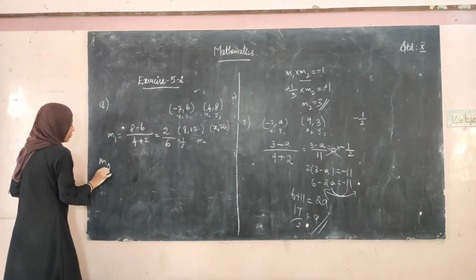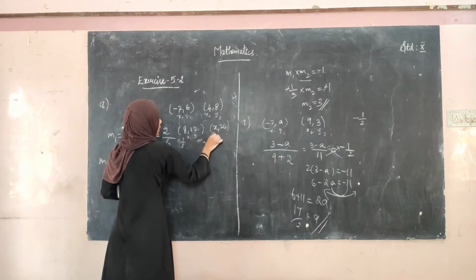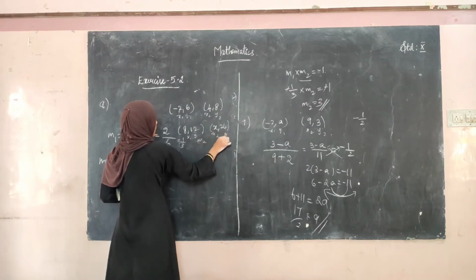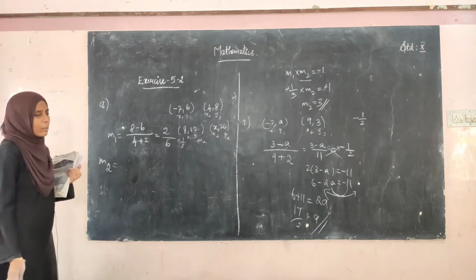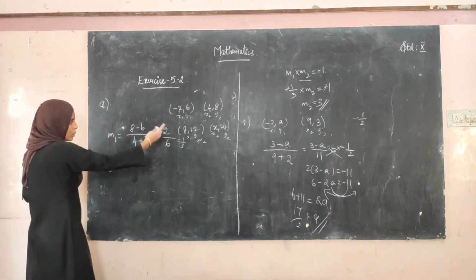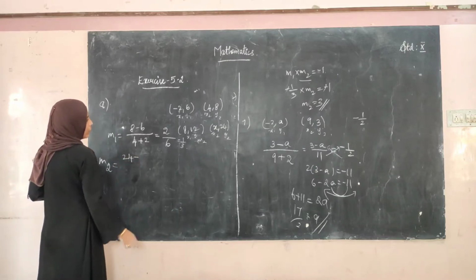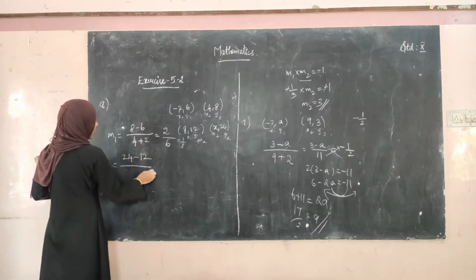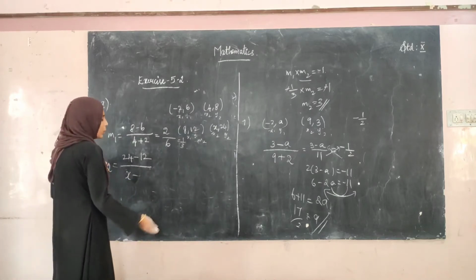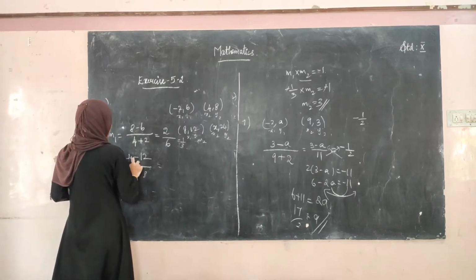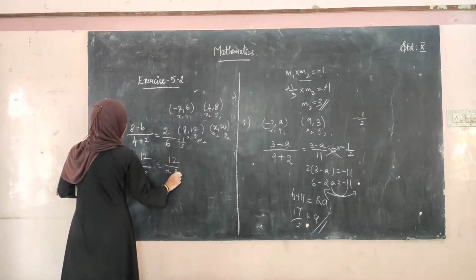Now let us find m2. Okay, take this as x1, y1, x2, y2. Okay, what is y2? We know the formula is y2 minus y1 divided by x2 minus x1. What is y2? y2 is 24 minus what is y1? It is 12 divided by what is x2? x2 is x minus what is x1? It is 8, which is equal to 24 minus 12 is 12 divided by x minus 8.